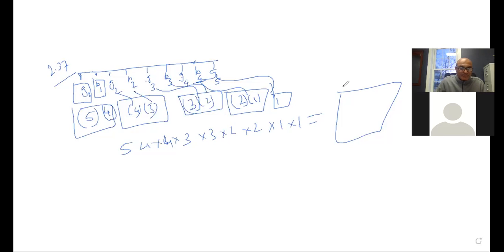Last example, and we will switch to the next one. Last example is 2.38. I think I took plenty of examples.